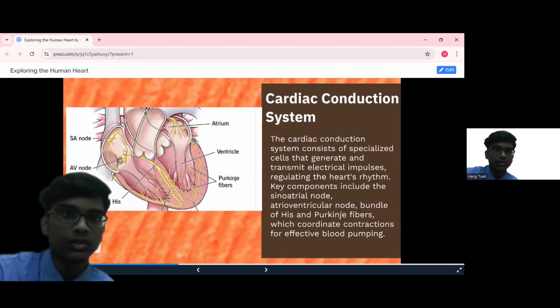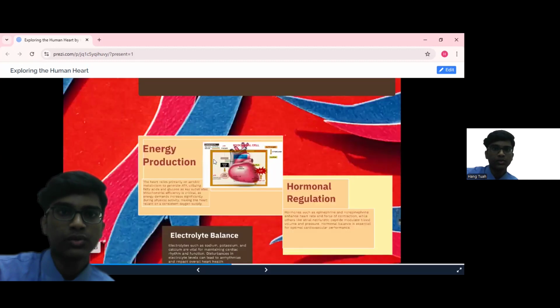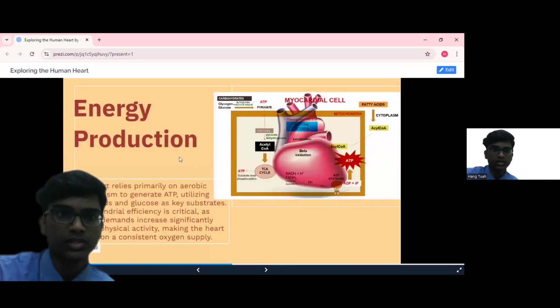So this impulse will flow from the sinoatrial node to the atrioventricular node, to the bundle of His, to the bundle branches, then to the Purkinje fibers, and then finally to the base of the ventricles.